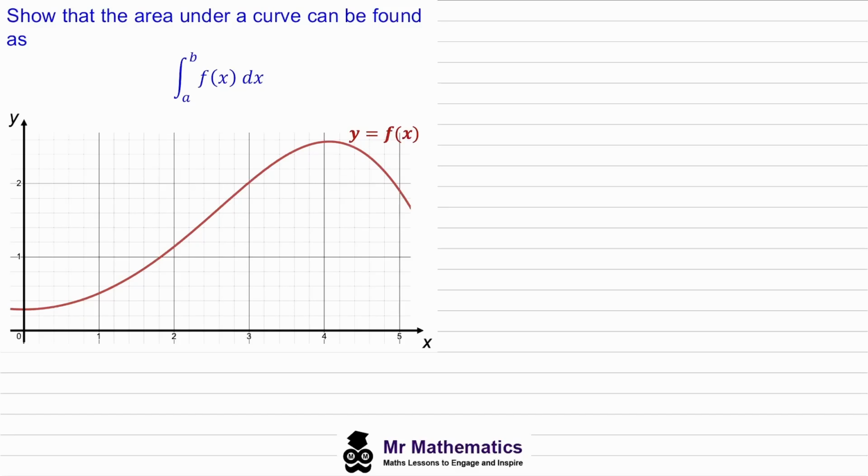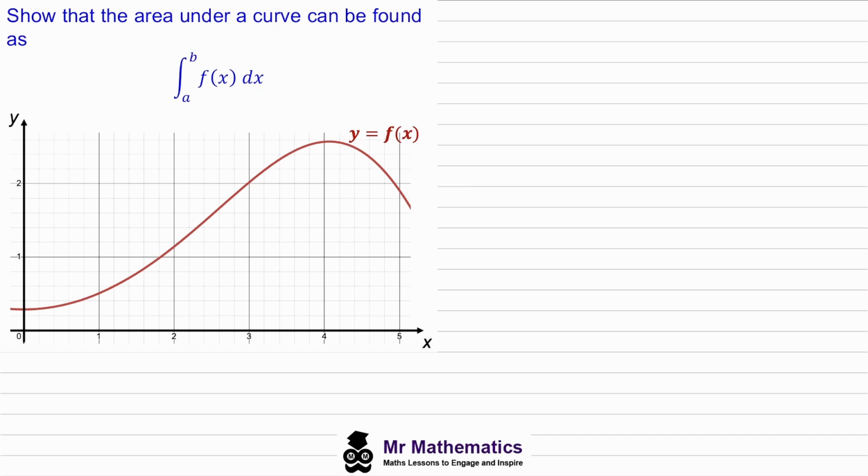Hi everybody. So in this video we're going to look at how to find the area under a curve using definite integration. So we've been given this curve here where y is equal to f of x. So we've been asked to show that the area under the curve can be found as the integral between a to b, and these are two general limits, of f of x with respect to x.